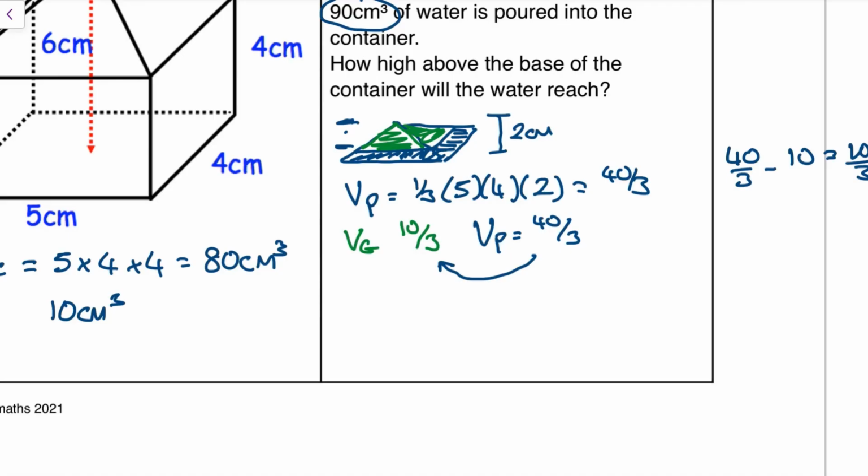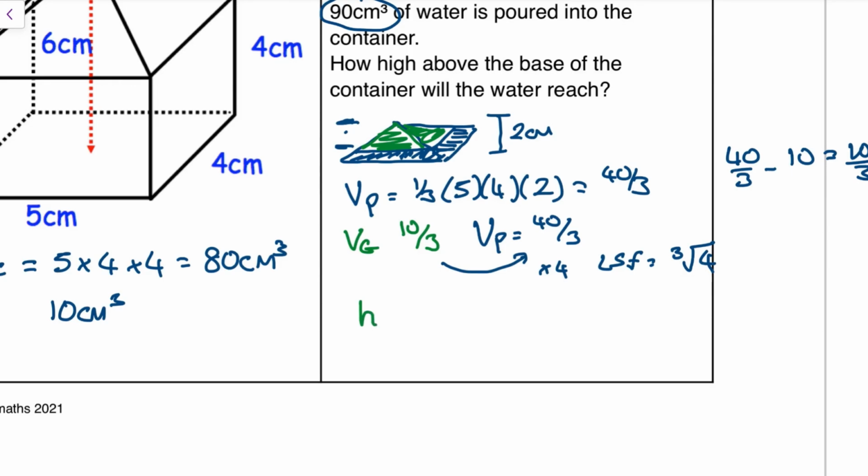Actually, let's do it the other way around because that's not a fraction. So the volume scale factor to get from here to here is to multiply by 4. That is my volume scale factor, which means the length scale factor is going to be the cube root of that, which is the cube root of 4. That's not a nice number. All right, so here we go.